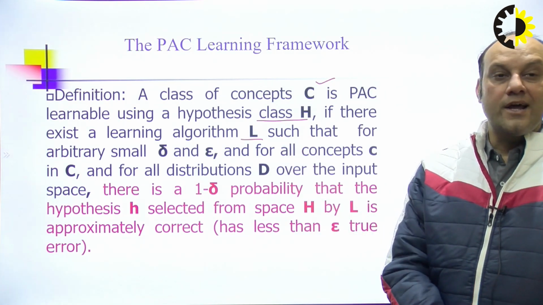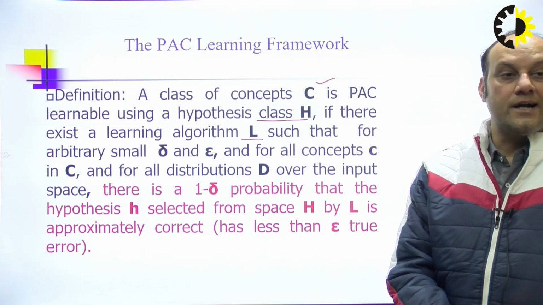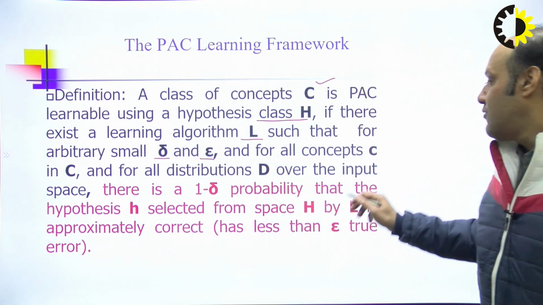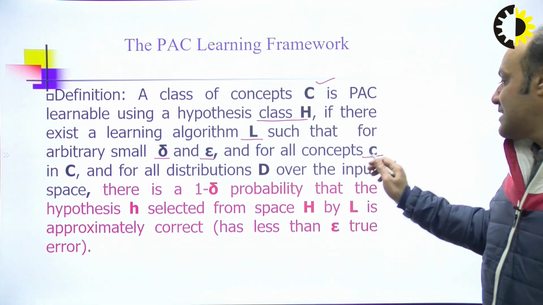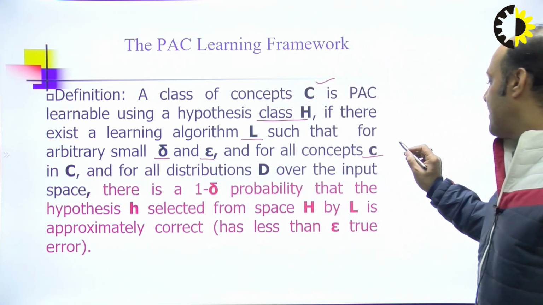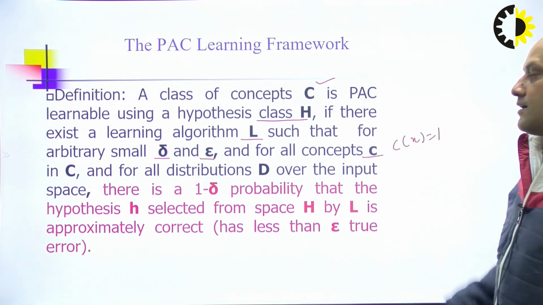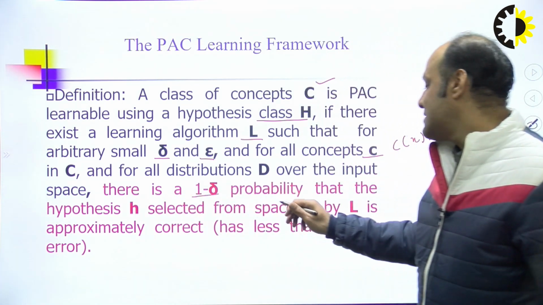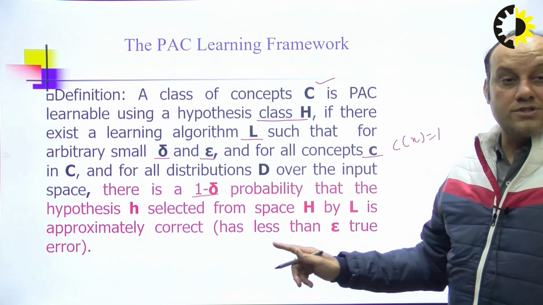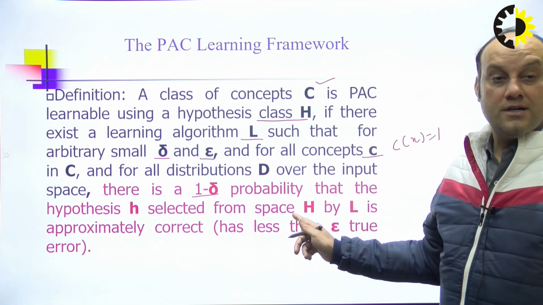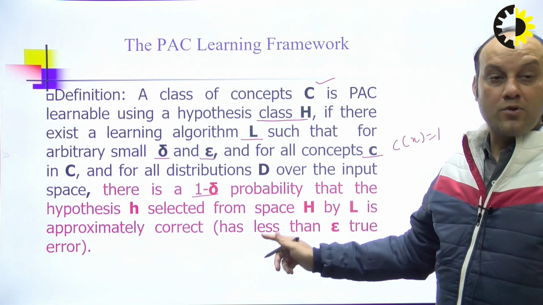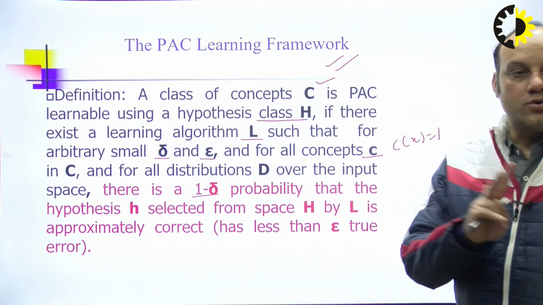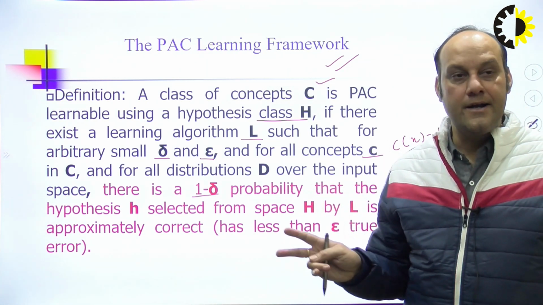And how will this learning algorithm exist? Such that for arbitrarily small values of those two parameters, delta and epsilon, for all concepts c that belong to C, and for all distributions D over the input space, there is a 1 minus delta probability that the hypothesis H selected from space H by the learner is approximately correct. So this is the definition that you have to keep in mind, with the help of those two parameters delta and epsilon.